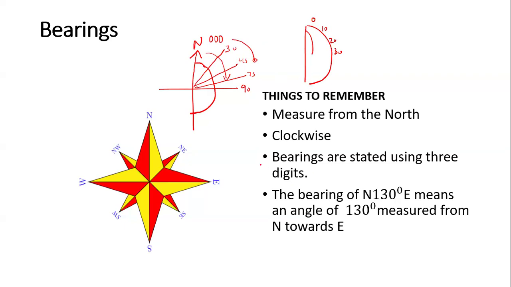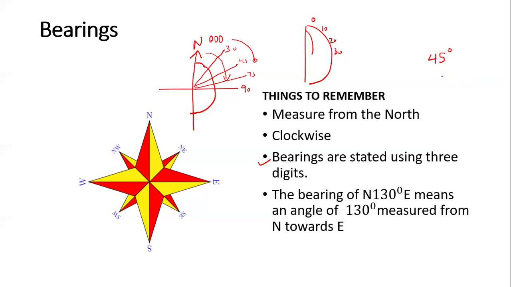Number three, bearings, we always state using three digits. So when you are stating your bearings, always use three digits. Never write 45 degrees. This is just an angle. But if they tell you to state the bearing or describe the direction, always use three-digit figures.